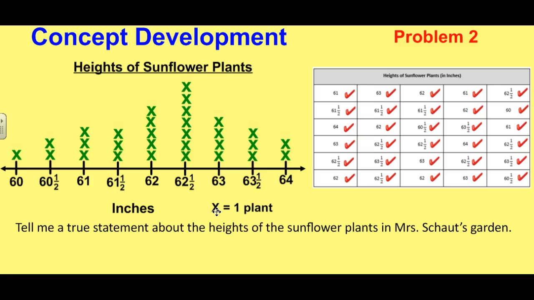But a statement that could be true is that in her garden, she had 2 sunflower plants that were 64 inches tall. And the way I figured that out is I look over here at 64 inches on the line plot, and I see that there's 2 X's above that, and I know that each X represents 1 sunflower plant, so the 2 X's must mean that those are 2 sunflower plants that were 64 inches tall. So I want you to write a statement on your piece of paper that is true about her sunflower plants based on what you see here on the line plot. When you have that written down, I want you to push play.